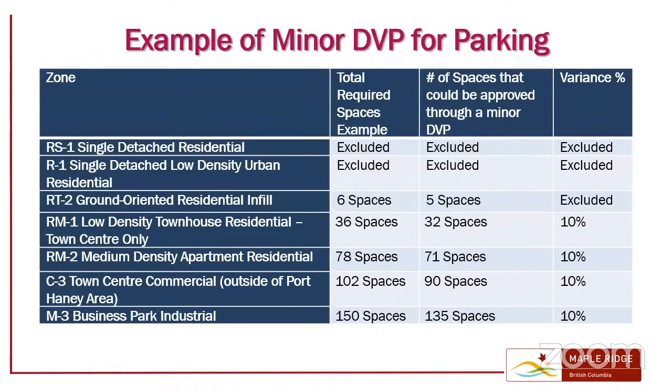So again, for the single detached, the director of planning wouldn't be able to sign off on that kind of variance. But for an RT2, which is kind of our lower threshold of multifamily, they may be able to receive a variance of 1 space. And then obviously working off that 10%, the more spaces that are requested, the more variance may be there, but it can only go up to that 10%.